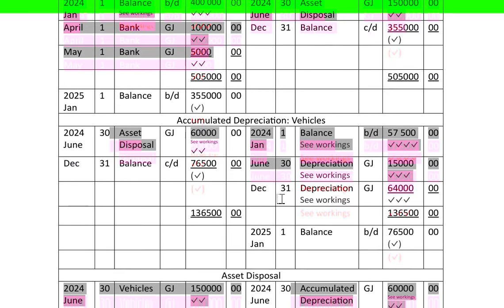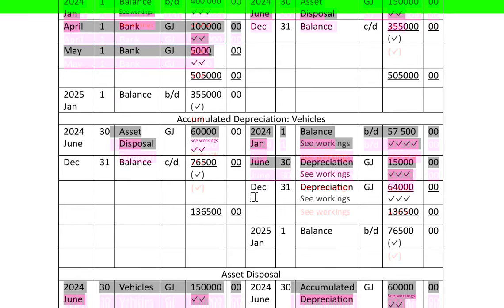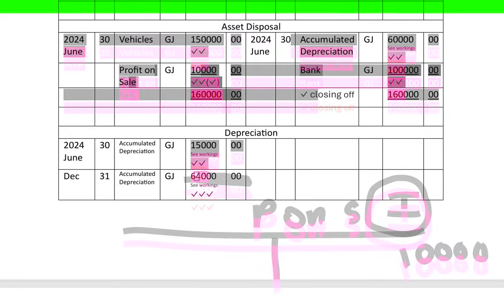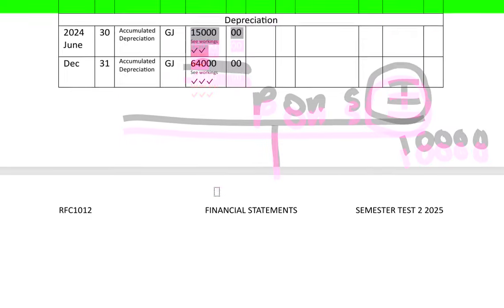And then the entry when you depreciate at year end for the remaining vehicles, we've already done the Renault Sandero up until date of sale. So we credit accumulated depreciation with 64,000, which consists of 14,000 for the new vehicle and 50,000 for the vehicle we've had for a couple of years. So we credit accumulated depreciation and we debit depreciation with 64,000. And that is this question on asset disposal.